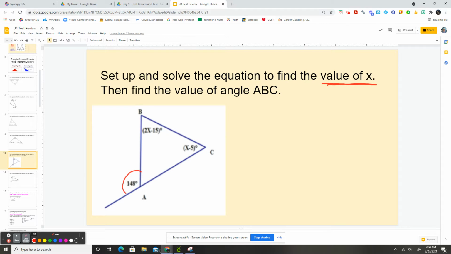I know that this is exterior of the triangle, and this angle is interior, and this angle is interior. So the interior plus the interior equals the exterior, right? If you're not so sure about that, you can also use that linear pair to find this angle here. So I'm going to do it both ways. If I do 180 minus that 148 degree angle, that gives me 32.